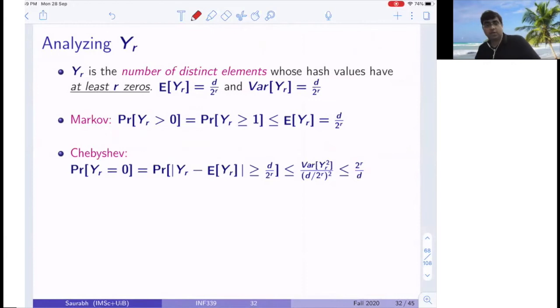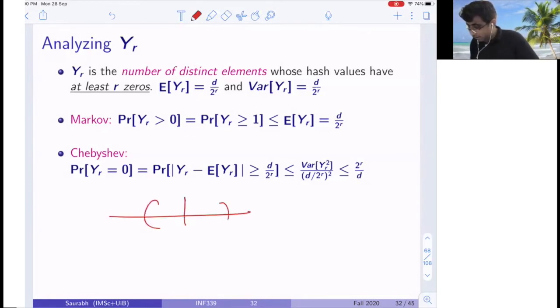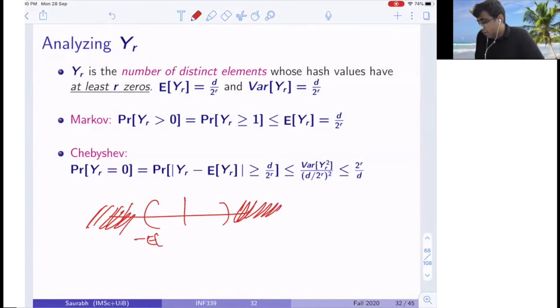Right? No value. It means yr minus its expectation is too far away. There is some expectation, right? So the reason it is 0 is because nobody has gone here. So everybody's value is not close to its expectation, right? So what is its expectation? And we are looking for 0.